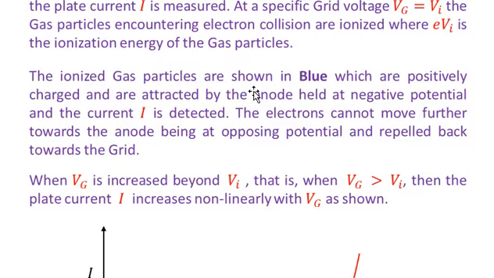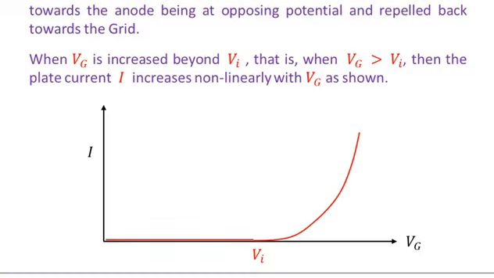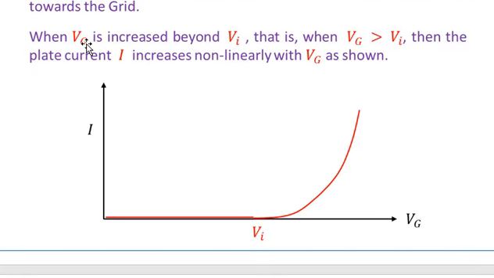The ionized gas particles are shown in blue, which are positively charged and are attracted by the anode held at negative potential, and the current I is detected. The electrons cannot move further towards the anode, being at opposing potential, and the electrons will be repelled back towards the grid. When Vg, the grid voltage, is increased beyond Vi, that is when Vg becomes greater than Vi, then the plate current I increases non-linearly with the grid voltage as shown.